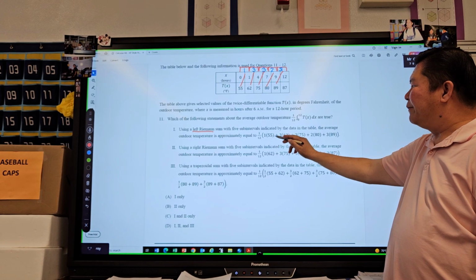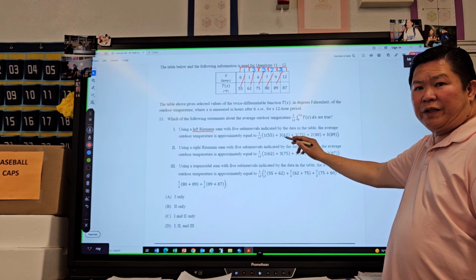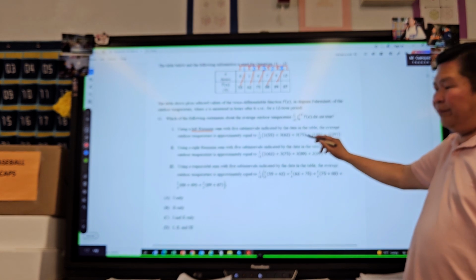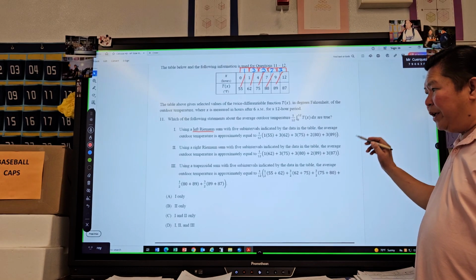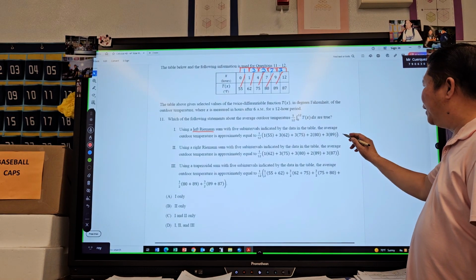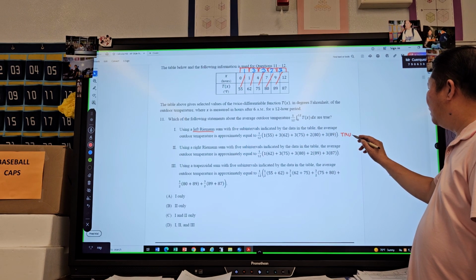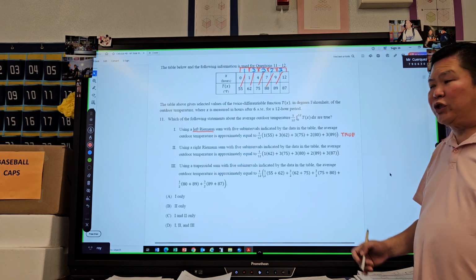1 over 12. Look at the red direction. 1 times 55. Is this correct? Yes. Next, 3 times 62. Is this correct? Next, 3 times 75. Is this correct? Next, 2 times 80. Is this correct? And the last is 3 times 89. Is this correct? So this statement is true, which means B is wrong. Okay? So the first statement is true.